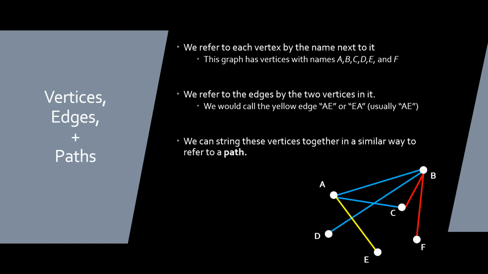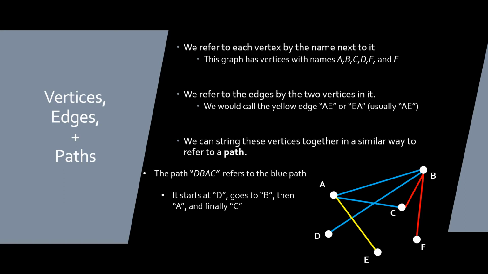Now we can use this similar terminology to talk about what we would think of as a path, which is kind of a connecting bunch of edges together to form kind of a longer route. So something like DBAC starts at D over on the left, goes up and to the right to B, goes to A to the left, and then finally goes to C in the corner. It's not just that it's those edges in particular, it's also the route.